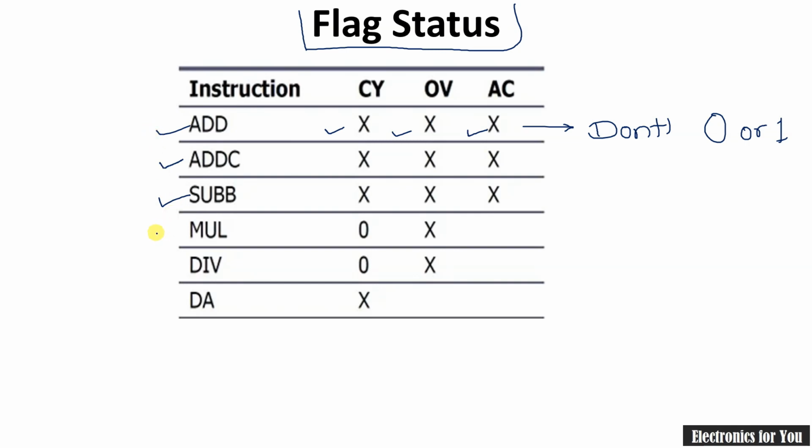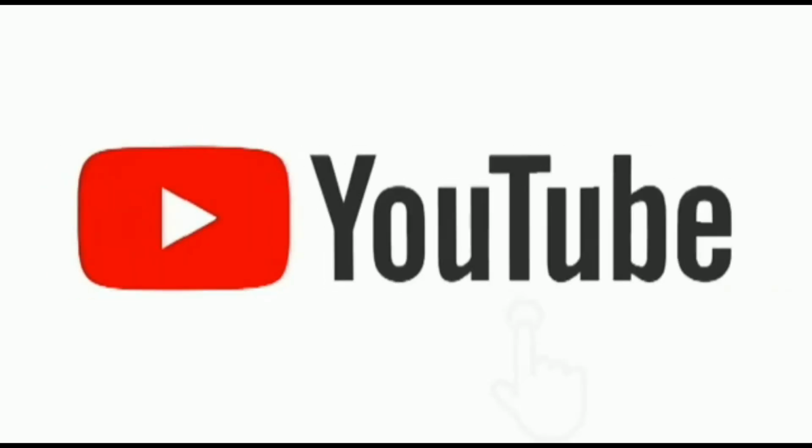If we are using multiplication and division instructions, the carry flag is always cleared, meaning the carry flag will always remain 0. The overflow flag may be set or reset according to the result of the operation. In the case of DA A, only the carry flag is affected and no other flags are affected. So this is all about the different arithmetic instructions used in 8051. In the next video I will explain some programs related to these arithmetic instructions.